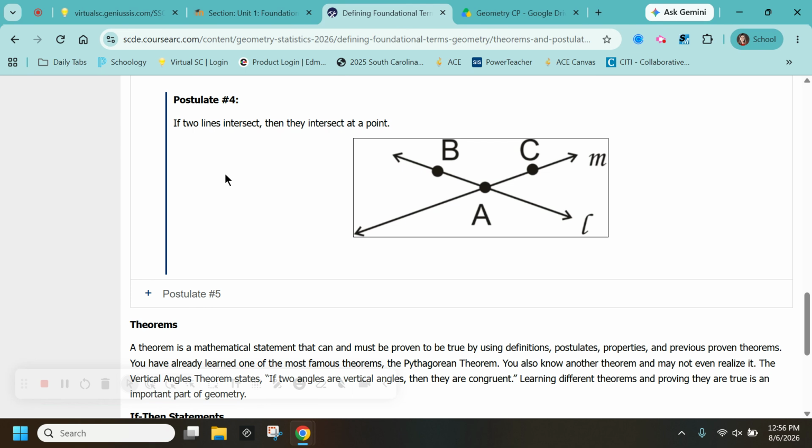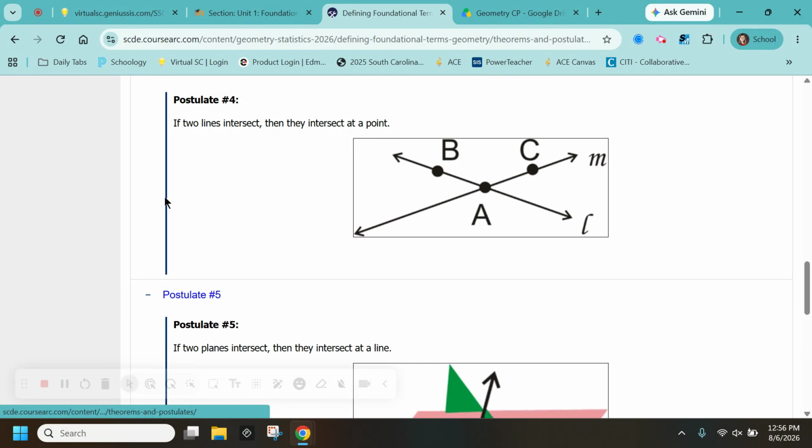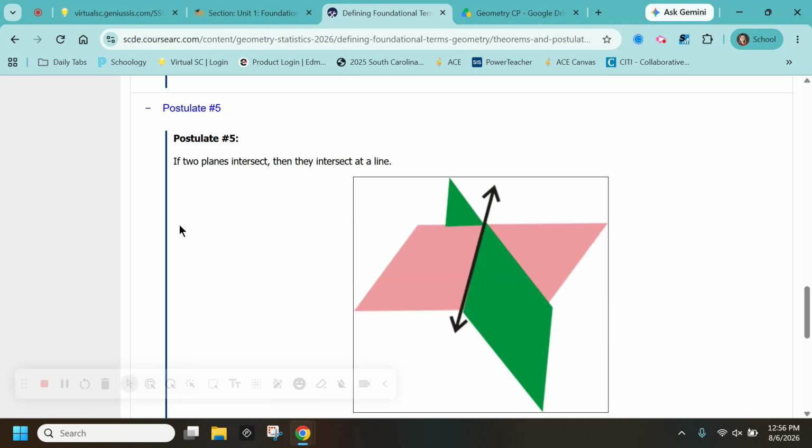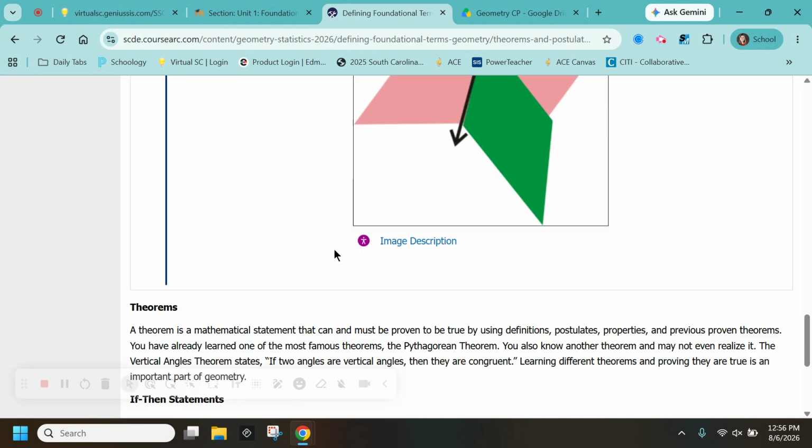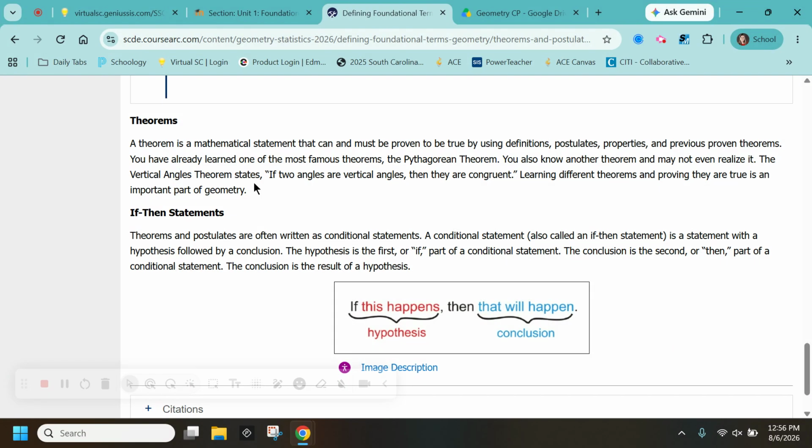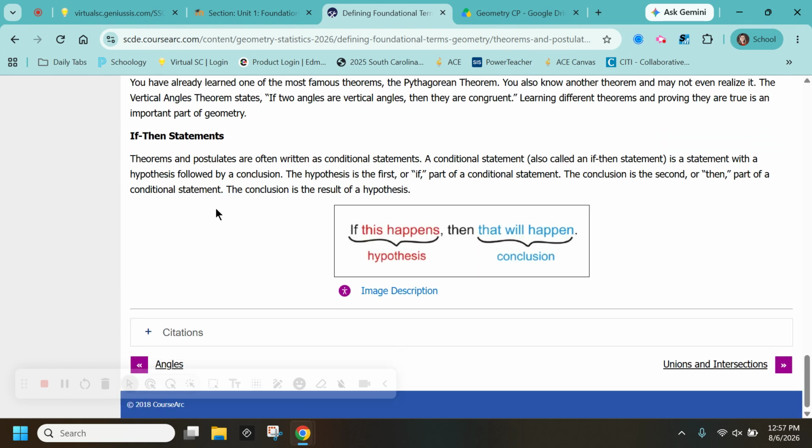If 2 lines intersect, then they intersect at a point. If 2 planes intersect, then they intersect at a line. So a theorem is a mathematical statement that can and must be proven to be true by using definitions, postulates, properties, and previously proven theorems. If-then statements, theorems, and postulates are often written as conditional statements. So if this happens, then that will happen.